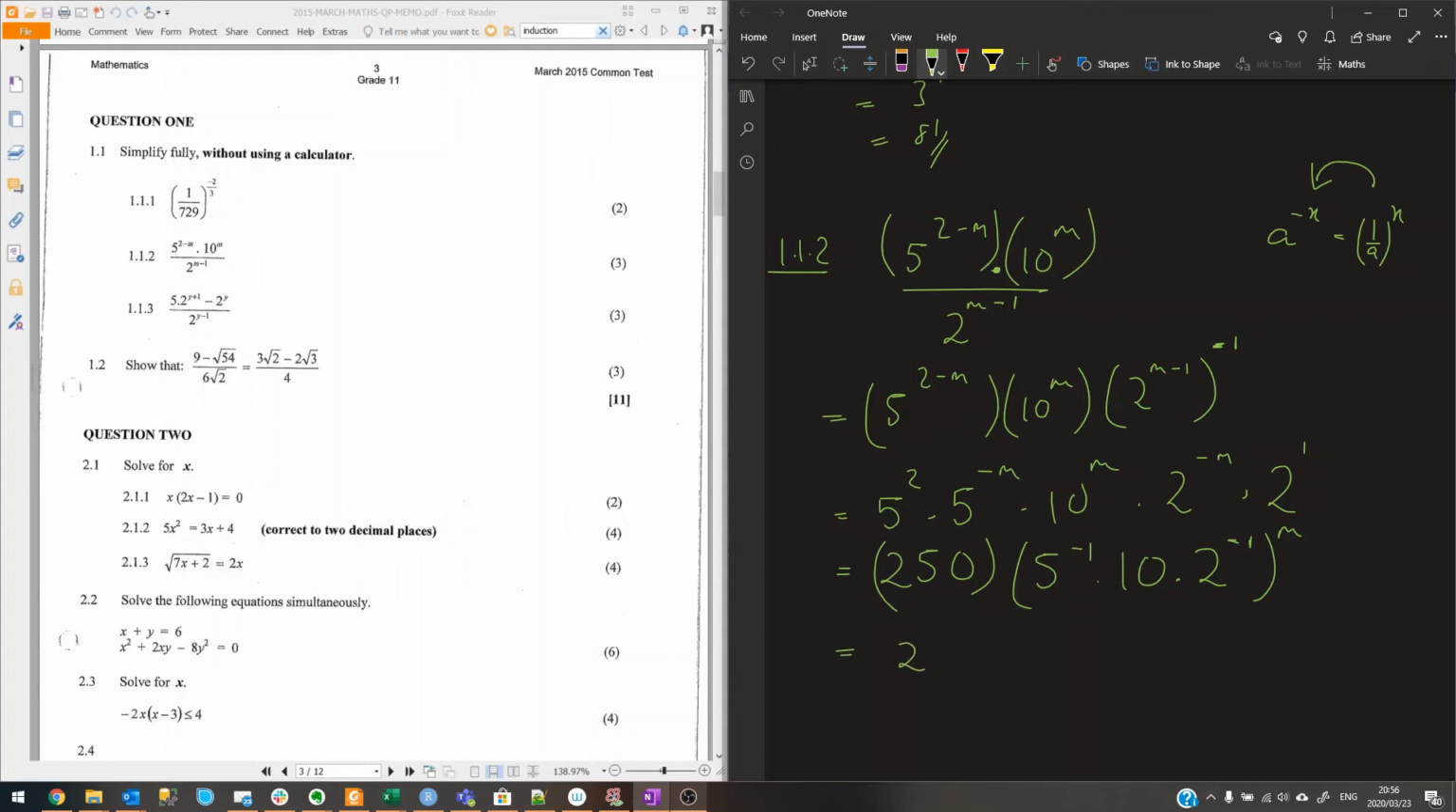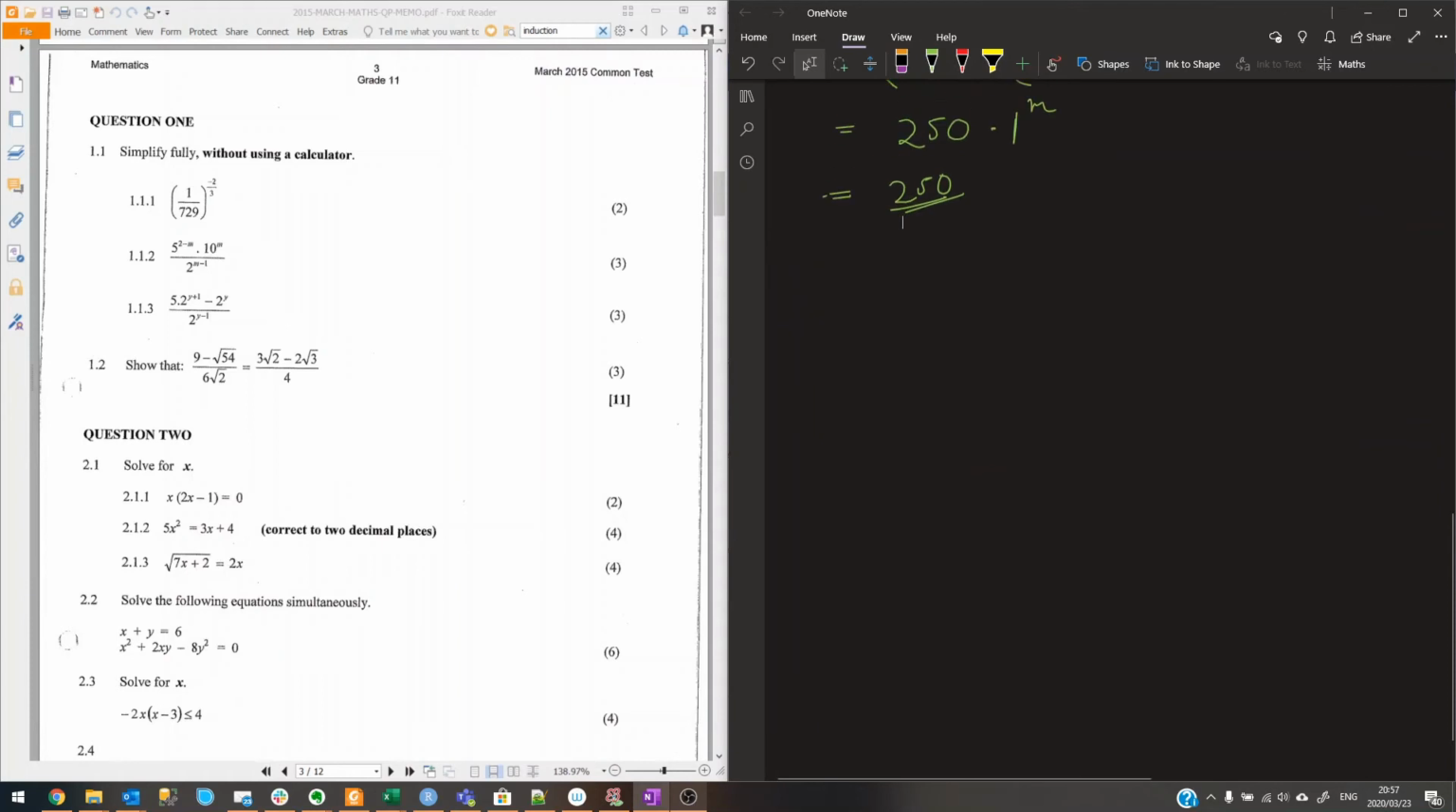So if you simplify that, you get 250 times 5 to the minus 1, which is 1 over 5, 2 to the minus 1 is 1 over 2, 10 to the 1 is 10. So we have 1 over 5 times 10, which is 2, times 1 over 2, which is 1. So 1 to the m, and we know that 1 raised to anything is 1. So we have 250. Done. Seems complicated at first, but all you have to do is be logical and take it step by step, and everything kind of just works out at the end.